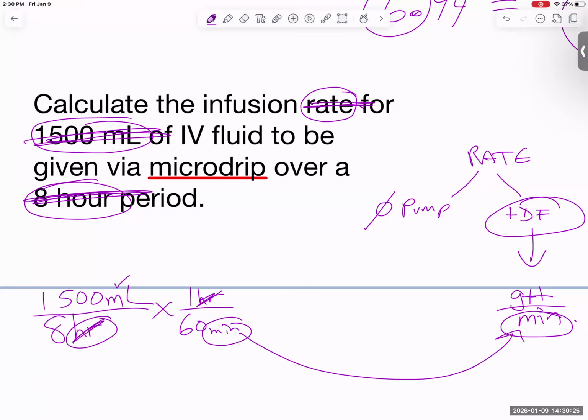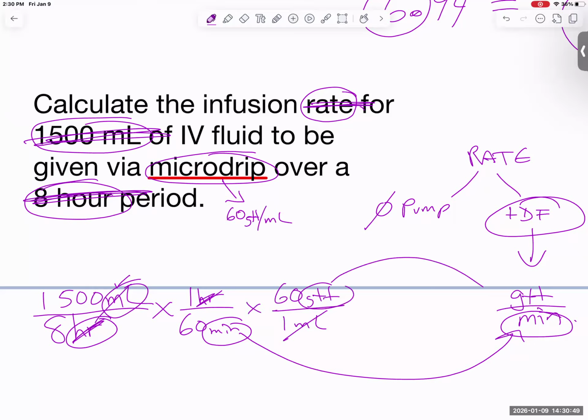How do I get rid of milliliter? I've used everything except what? The drop factor. So here you need to know that micro drip means what? 60 drops. There it is, 60 drops to make a milliliter. So to get rid of the milliliter, I'm going to put 60 drops over 1 ml. And just like that, got rid of milliliter. Now I have drops per minute, and now it's just math.